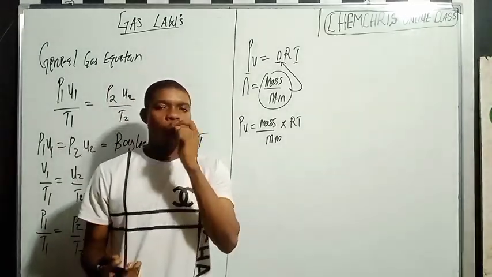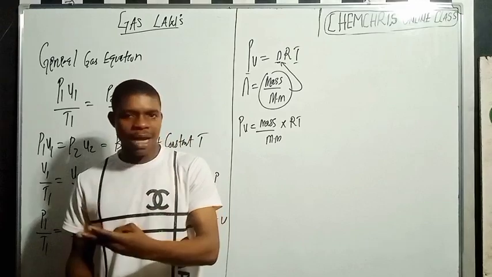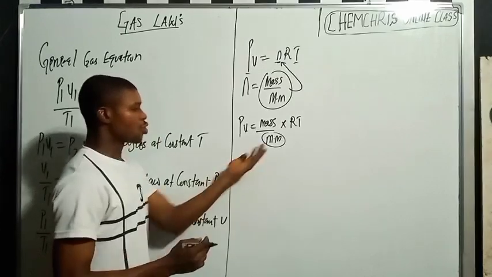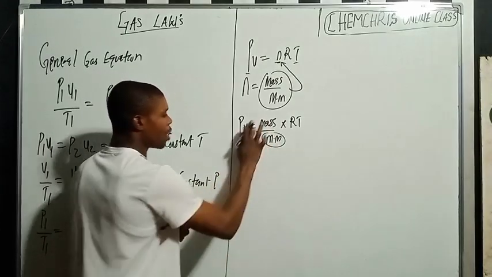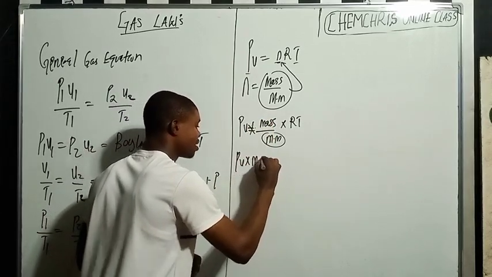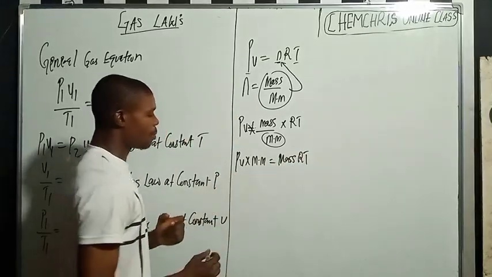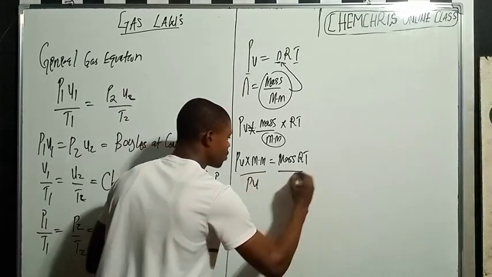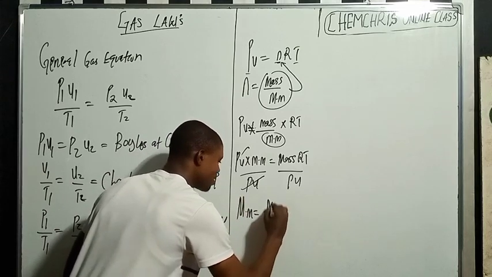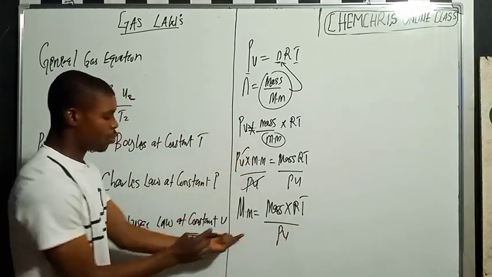Now, if they say calculate the molar mass of the gas, we want to make molar mass the subject of the formula. When you cross multiply, it's going to be PV times molar mass equals mass times RT, right? So, making molar mass the subject, we divide both sides by PV. So the molar mass of the gas equals mass times RT over PV. This is the formula you need to take note of.